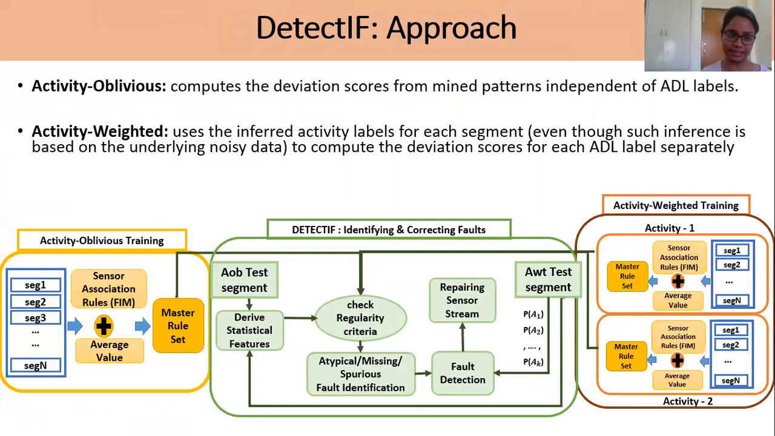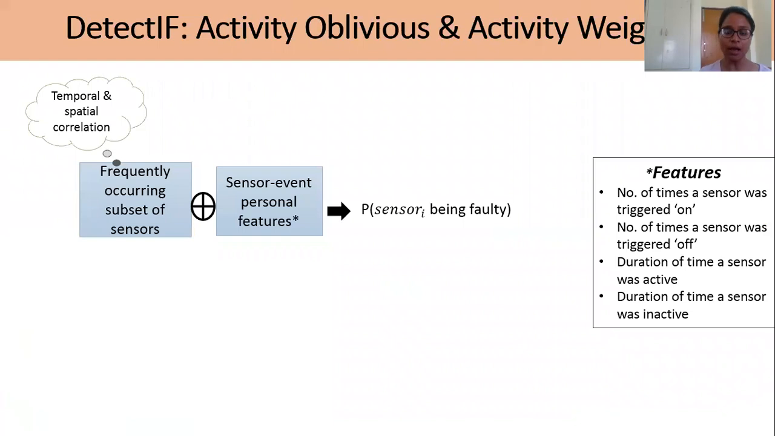Let's jump into the activity oblivious training. We have very simple steps. First, we try to identify frequently occurring subsets. With that we add some sensor statistical features, like how long the sensor was on, how long it was off, how many times it was on, and things like that. And then we try to predict whether a sensor is faulty in a test segment. This is the activity oblivious approach. It doesn't care what activities are there.